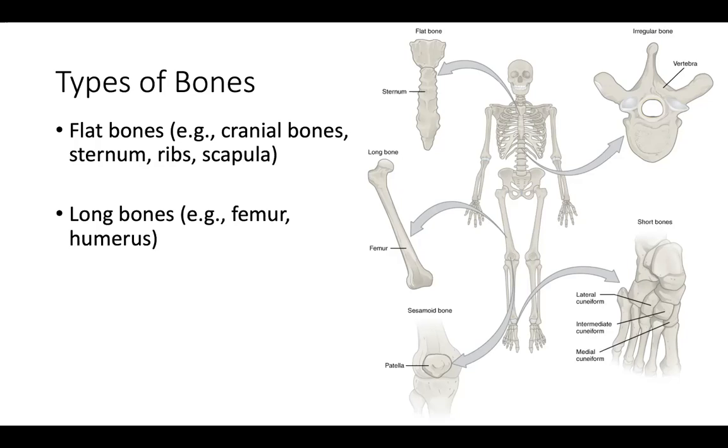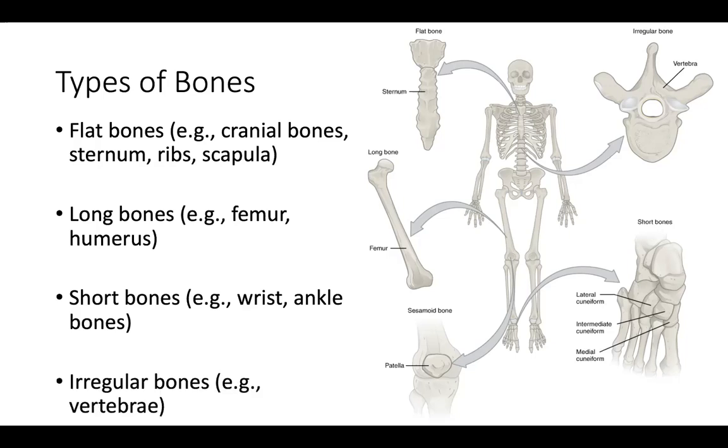Short bones are bones that are weirdly shaped, but not as weirdly shaped as some others. So I'll bring up the next category too, irregular bones. Irregular bones are really weirdly shaped. Short bones are more or less cube shaped, but they're definitely not long and they're not necessarily flat. So this is mostly the wrist and ankle bones.